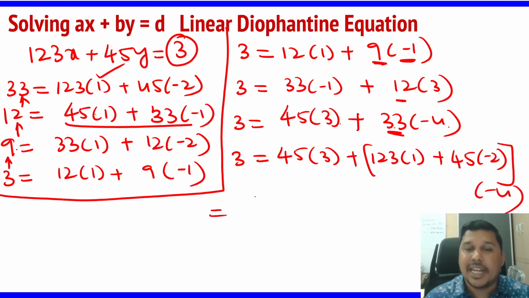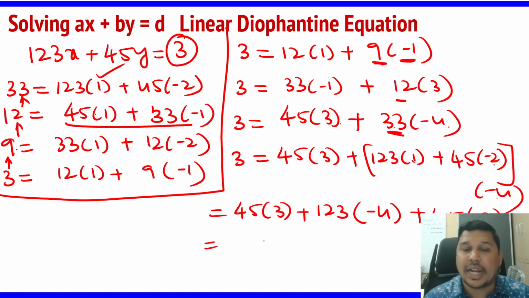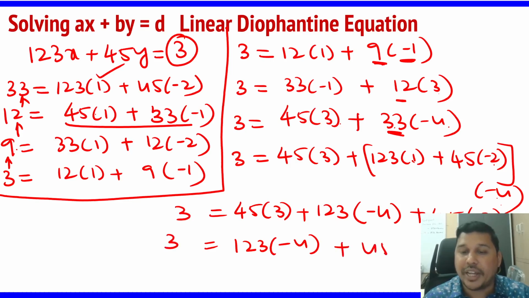Expand this equation, it becomes 45 into 3 plus 123 into 1 into minus 4, it is minus 4, plus 45 into minus 2 into minus 4, it is 8. Now if you write this equation, it becomes 123 of minus 4, that is 3 is equal to plus 45 of 8 plus 3, it is 11.